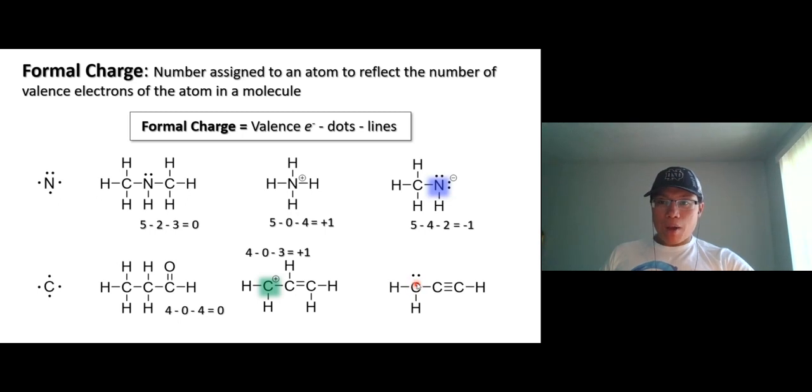All right, carbon, this guy right here. So 3 bonds but 2 electrons. Let's see. Valence electron 4. How many dots? 2 dots. How many lines? 3 lines. Total of negative 1. This side is negative.